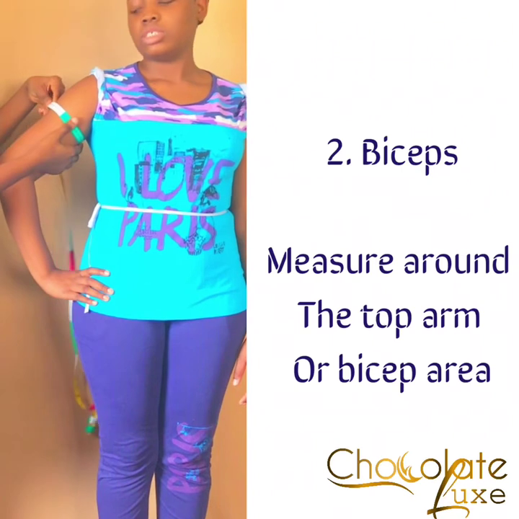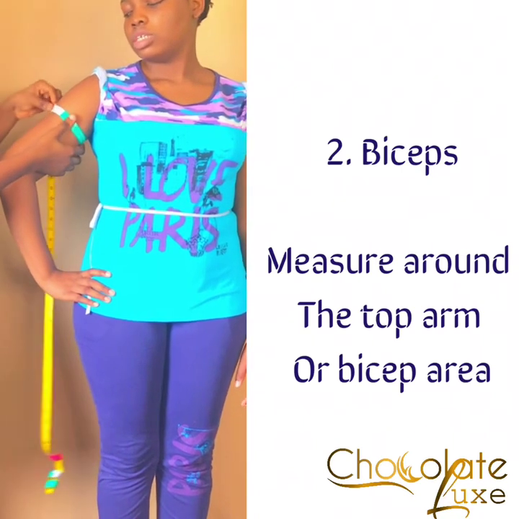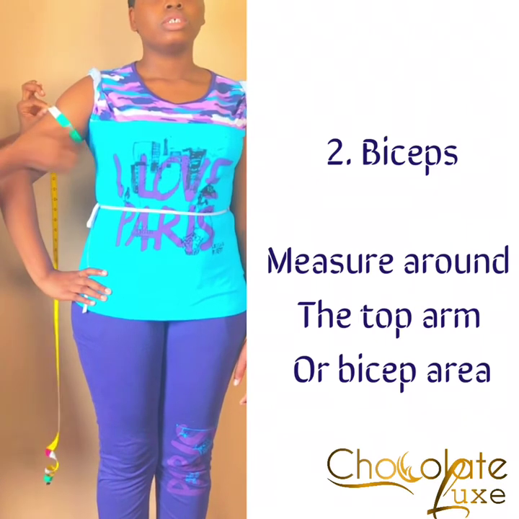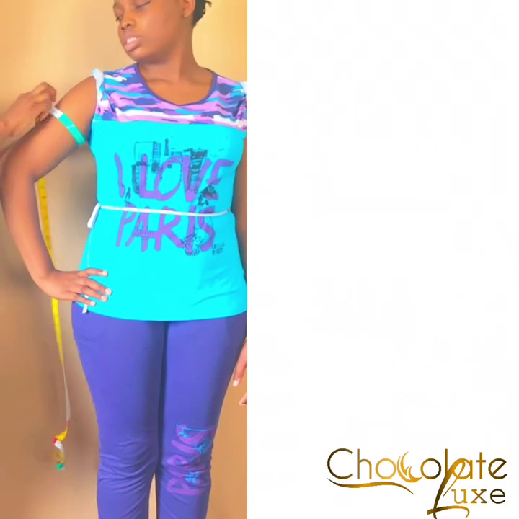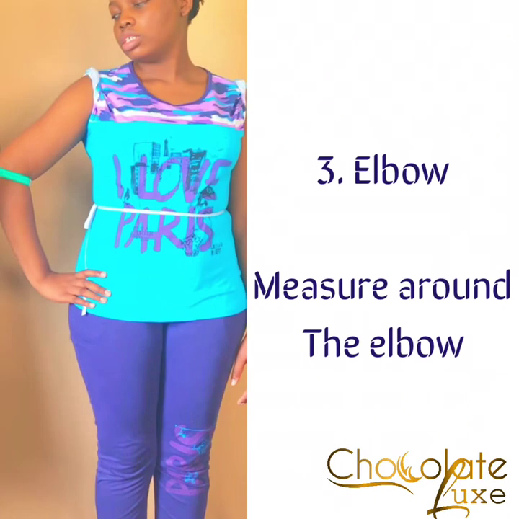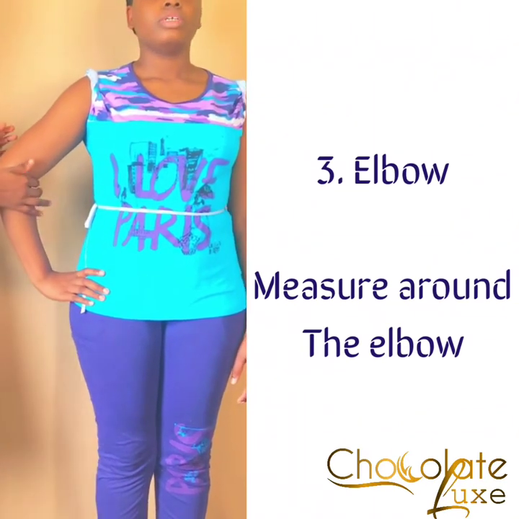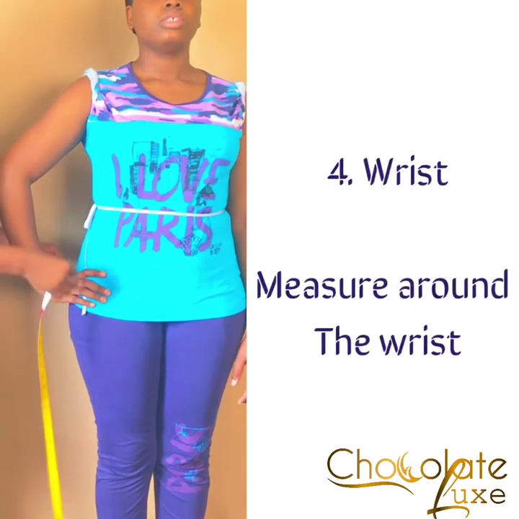The next measurement is the bicep. Look at the way I am measuring this around the fullest part of the top arm or bicep area, just slightly under the armhole area. Make sure this is firm, not too loose, not tight. Then you're going to measure around the elbow as it's bent like that. This is important. Just measure around there like that.